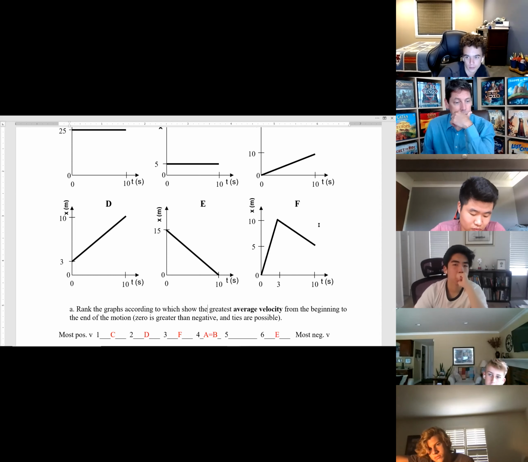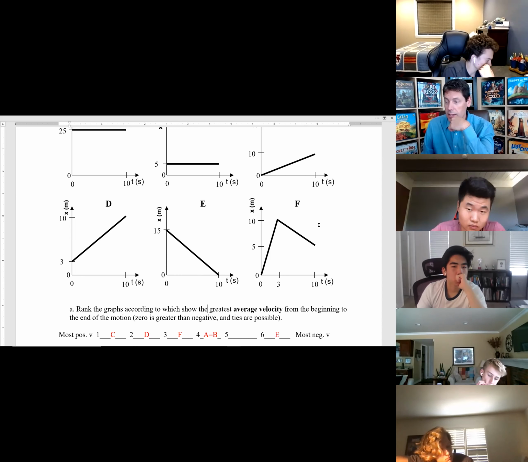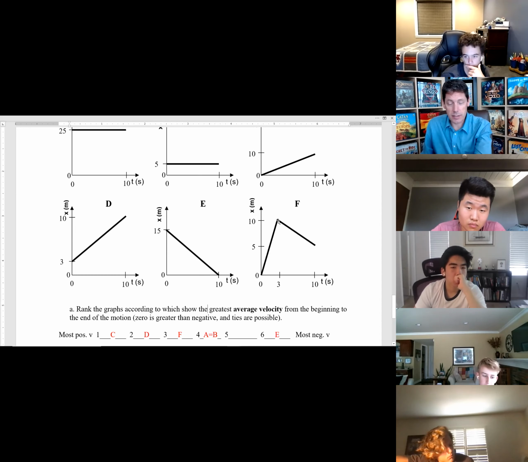Can I go? Sure. 0.5 meters per second. Good. How did you get that, Carter? I just drew a line in between the start and finish. Good. So the fact that it goes up here to the 10, we don't really care about for velocity. We're just thinking about displacement. What's the final position? What's the initial position? And what's the exact difference between those two? We don't care about the path.